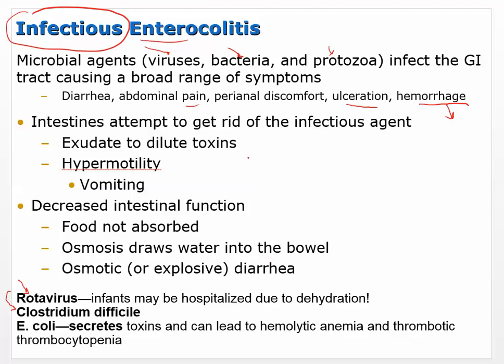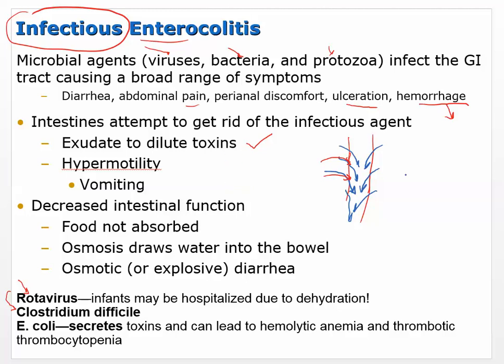So exudate to dilute toxins. So exudate to dilute toxins is kind of a fancy way of saying that you're starting to produce and dump water into the intestine. Okay? So you're dumping water in there, which is going to dilute those toxins, but it's also going to really increase that volume, and you're going to have some large volume diarrhea that's going to take place in that case. In the case that this is the way your body is handling it.